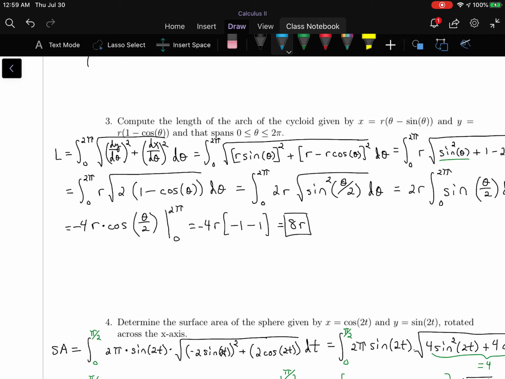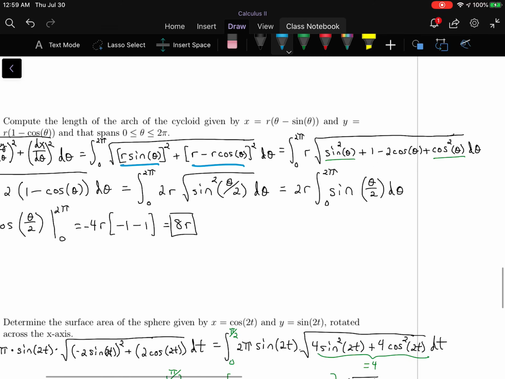dy d theta, well, you've got r minus r cosine theta. R is constant, so the derivative of the first term is 0, but the derivative of the second is going to be r sine theta, which we want to square. And the dx d theta is going to be r minus r cosine theta, which we want to square.